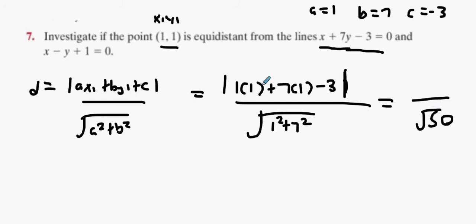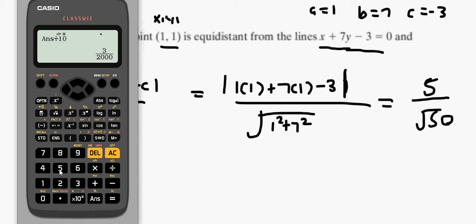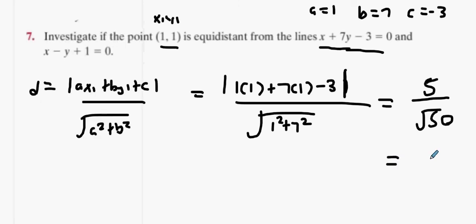That's 8 take away 3, which is 5. 5 over root 50. Root 2 over 2, which is 0.707. Is everybody happy with 0.707?